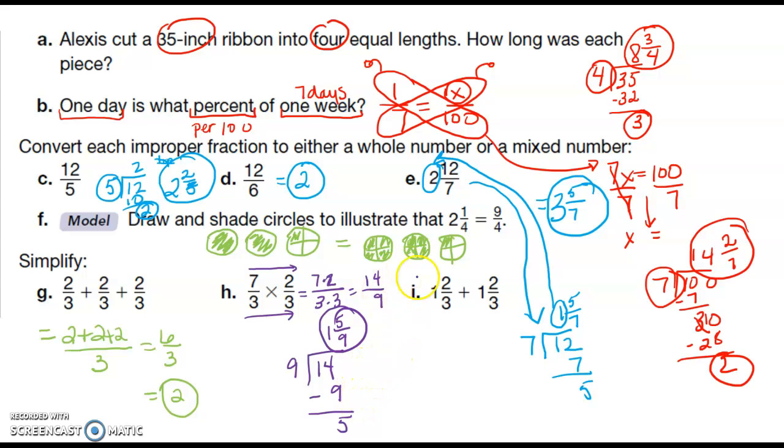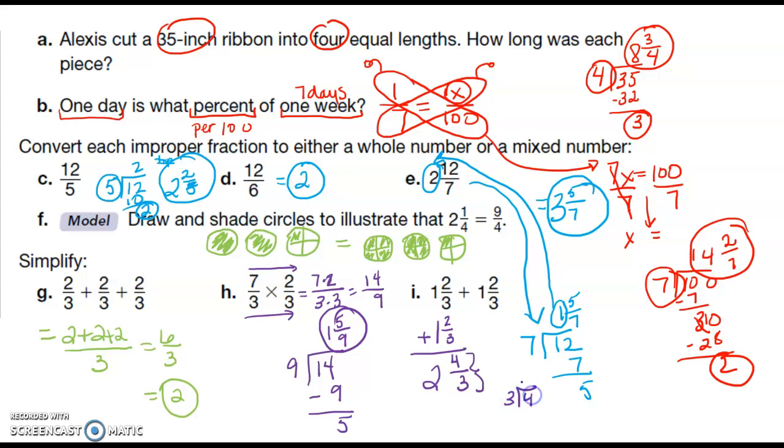answer. Last one on this page, 1 2/3 plus 1 2/3. So I'm going to put this here, and I'm adding, so I'm going to keep that common denominator. So what I have is 2 plus 2 is 4 over 3, and 1 plus 1 is 2. Now I need to fix this, because this is not an acceptable answer.